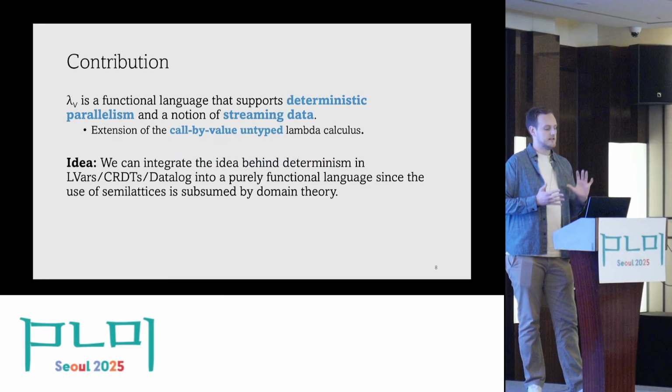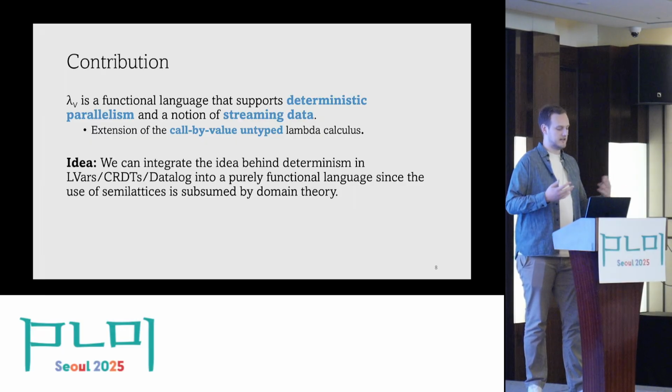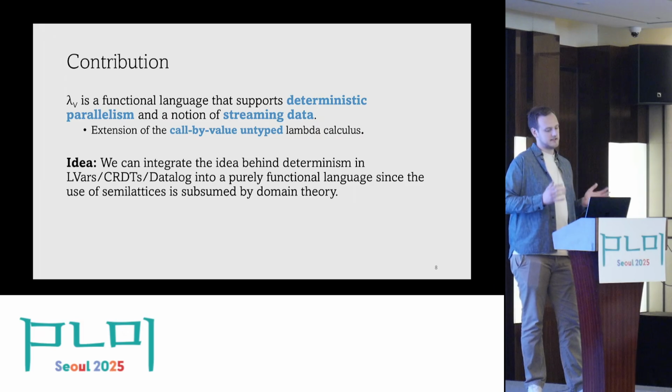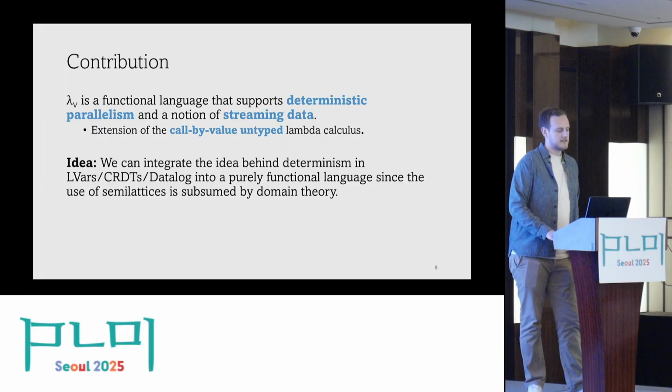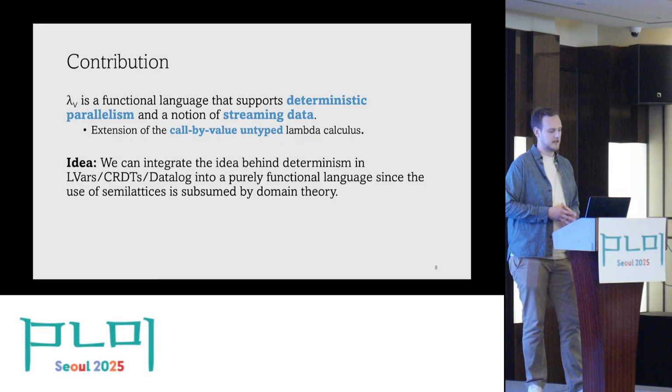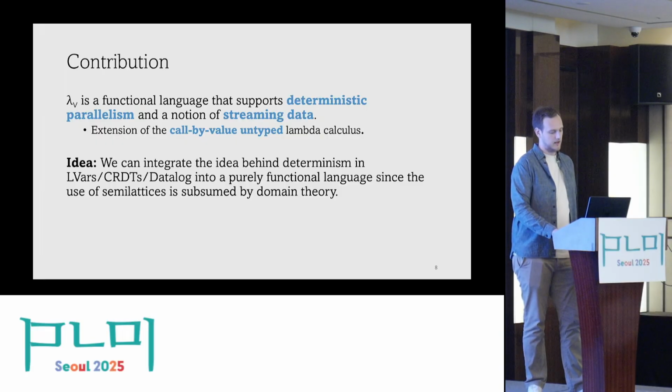So lambda join is a functional language that we introduce in this paper that supports a notion of deterministic parallelism using this idea of semilattices and a first-class notion of streaming data. It's highly expressive, so it's an extension of the untyped call-by-value lambda calculus. And we integrate this idea about semilattices by noticing that the lattice theory that's behind these other approaches is very easy to integrate into a domain theoretic framework. And the idea is that that gives us a denotational semantics for a language, and we can go backwards and pull out the language from the math, and the language turns out to have some nice properties.